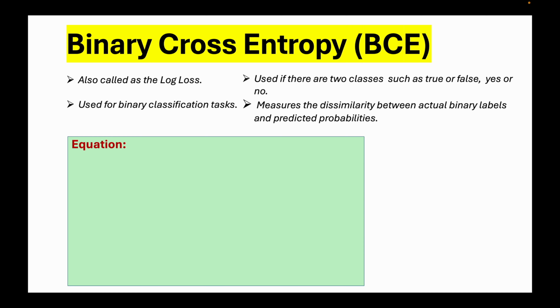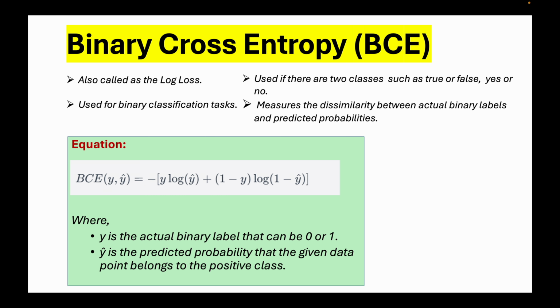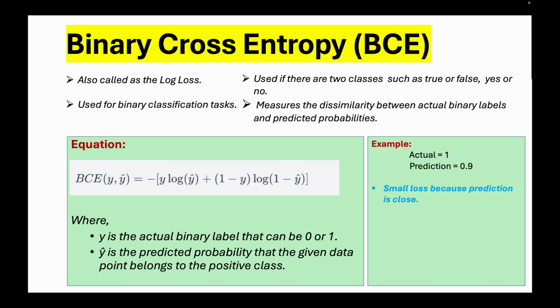The equation for BCE is like this, where y is the actual binary label which can be either 0 or 1, and y cap is the predicted probability that the given data point belongs to the positive class. For example, if the actual value is 1 and the prediction is 0.9, there is a small loss because the prediction is close.